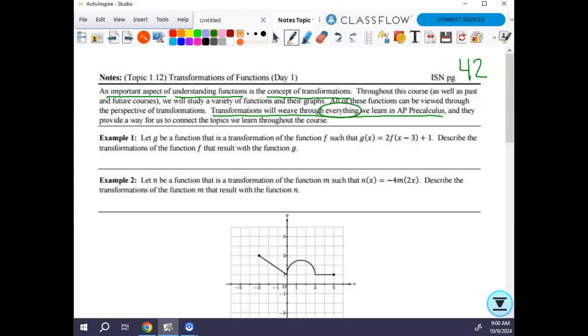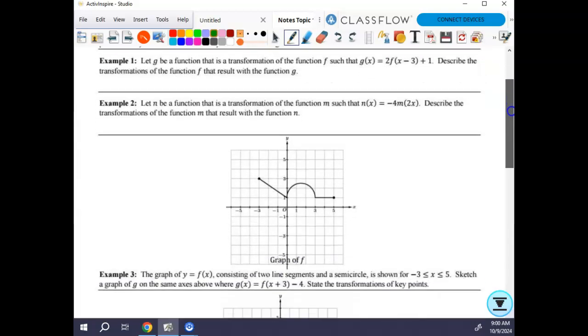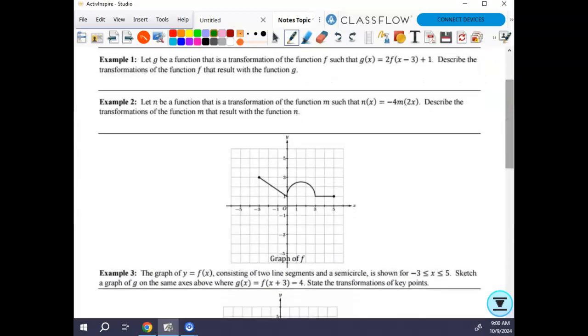On these first two examples, it's going to be a lot like what we did last Thursday. I will tell you that these blanks are probably not big enough, and I apologize, but I can't fix it now. All right, example 1. We're going to let g be a function that is a transformation of function f, such that it gives us g of x like this. We're going to describe the transformations that result with the function g.